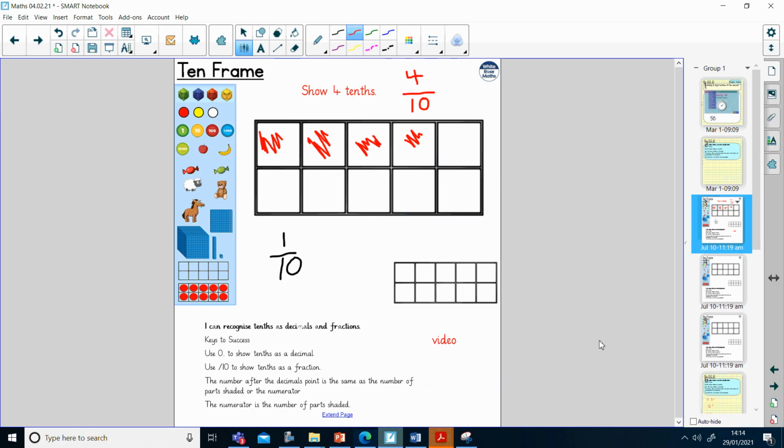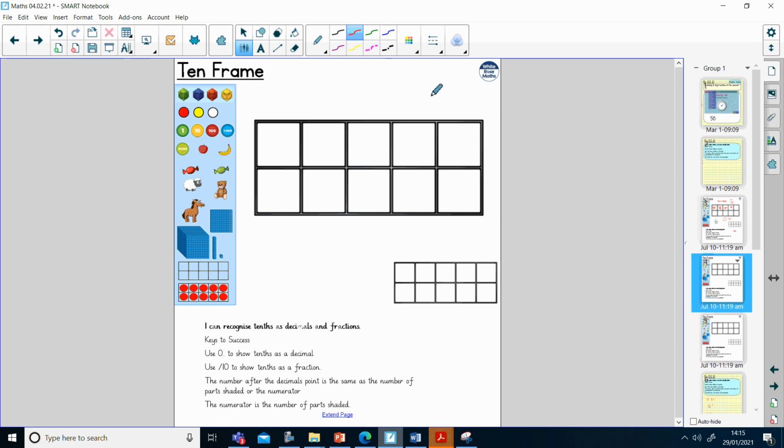Okay, so hopefully in the video you noticed the relationship between the number after the decimal point and the numerator in our fraction. So if we think about 4 tenths, we're going to start with 0, we're going to use our decimal point, and then for this image here and this fraction we would use a 4, 0.4. 4 tenths is the same as 0.4.